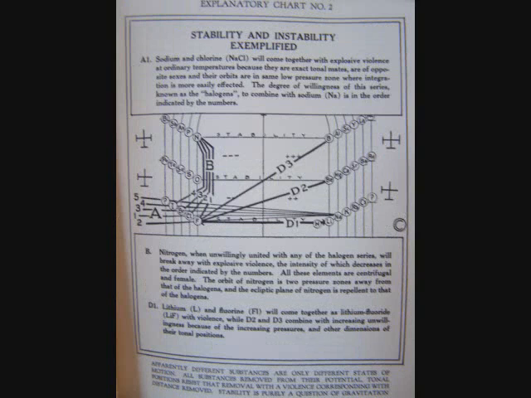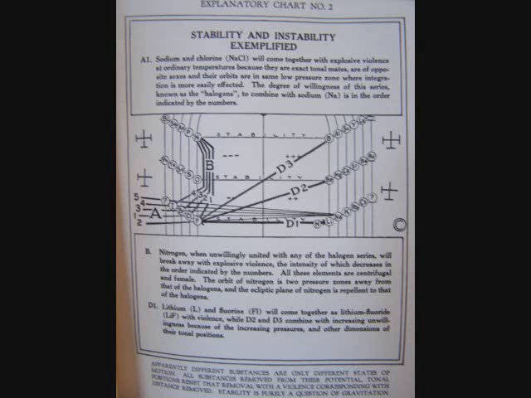Now this next chart is called Stability and Instability Exemplified. A1, sodium and chlorine, NaCl, will come together with explosive violence at ordinary temperatures because they are exact tonal mates, are of opposite sexes, and their orbits are in the same low-pressure zone where integration is more easily effected. The degree of willingness of this series, known as the halogens, to combine with sodium is in the order indicated by the numbers.